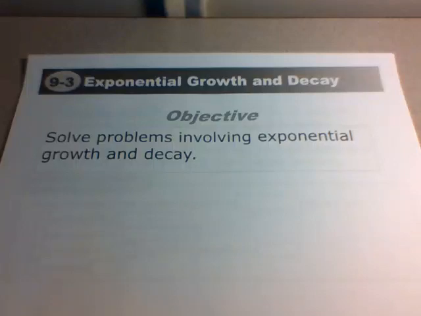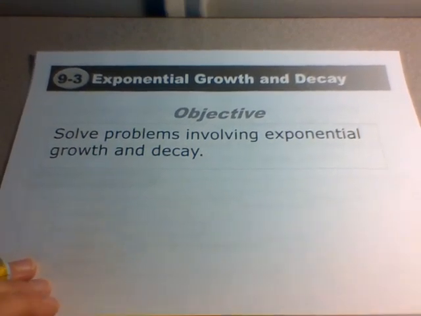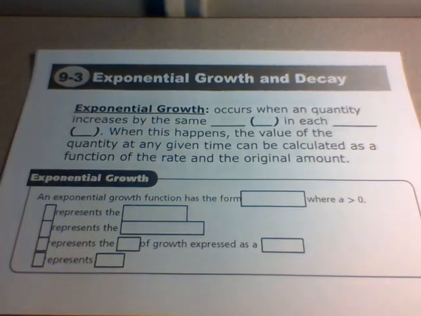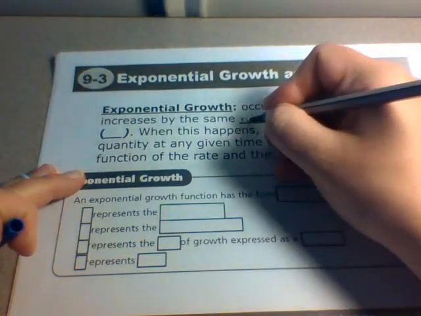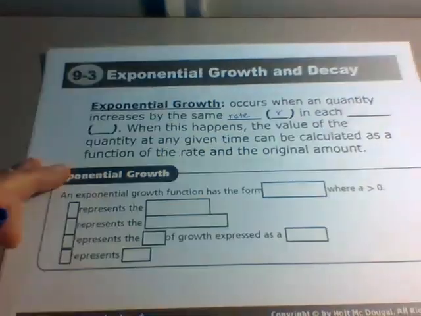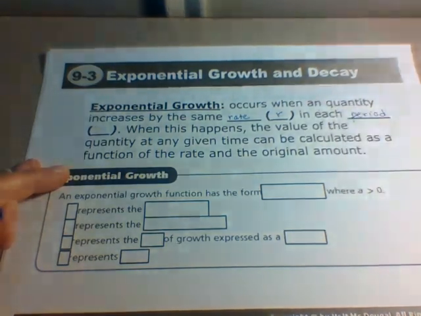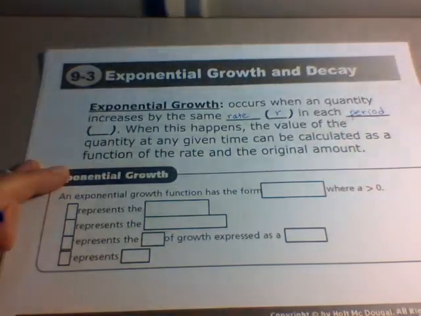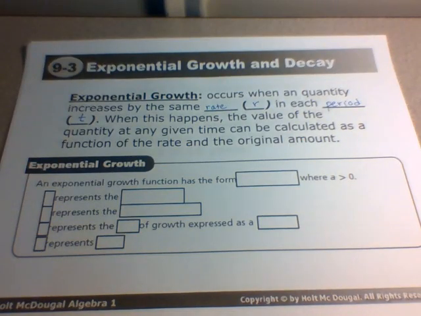Alrighty, so here we are with the 9-3 notes of exponential growth and decay. So first one here is exponential growth. It's our initial equation, and it occurs when a quantity increases by the same rate, which we're going to represent by a lowercase r, in each period, which is going to be represented by time, or t. When this happens, the value of the quantity at any given time can be calculated as a function of the rate and the original amount.